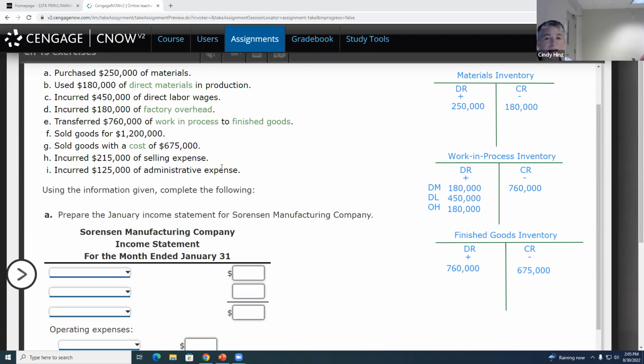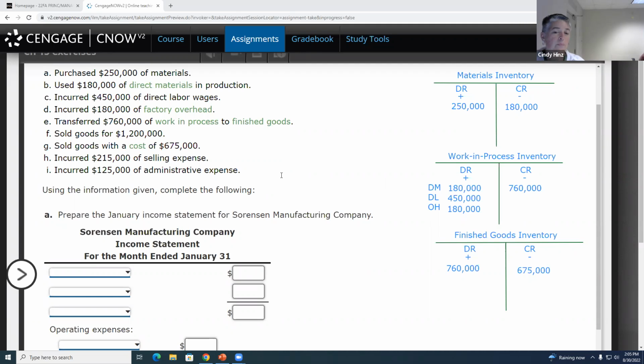Now, the next two lines are what we call period expenses. If you think about those terms we introduced last class, the product cost is the direct materials, direct labor, and overhead. The period cost are those operating expenses, which include selling and administrative expense that you see here in H and I. So those do not impact these three accounts.